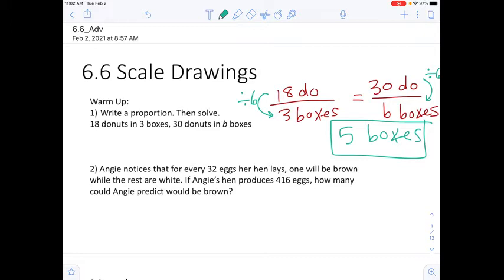Number 2 says, Angie notices that for every 32 eggs her hen lays, 1 will be brown, while the rest are white. If Angie's hen produces 416 eggs, how many could Angie predict would be brown? Okay, so we have total amount of eggs, and we have brown eggs. So I'm going to do the total on top, 32 eggs over 1 brown egg, and set that equal to total over brown eggs. So the hen produces 416 eggs.